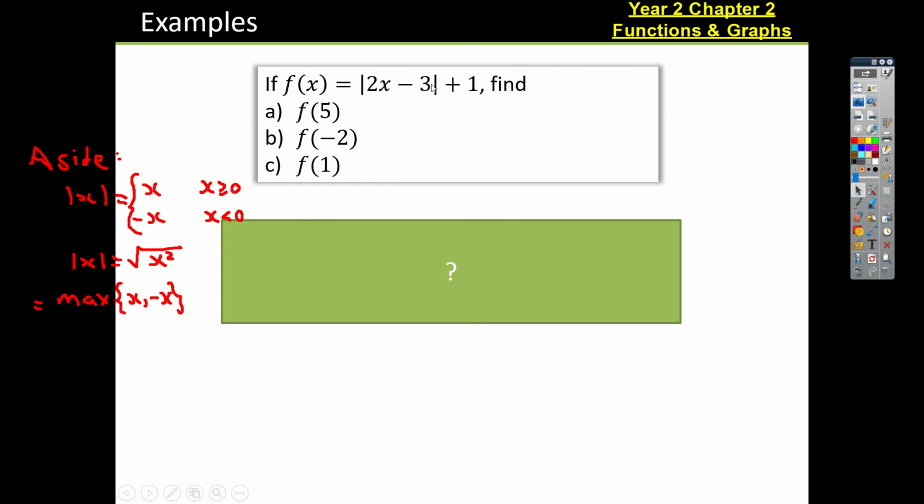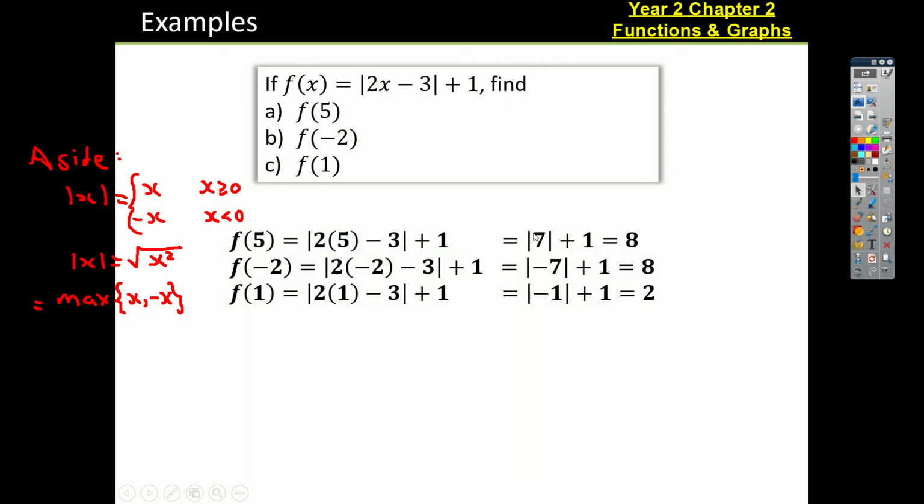So if this is f of x with this plus 1 on the end, we can do f of 5. 5 goes in, and then you've got 10 minus 3 in there, that's 7. The modulus of 7 is itself. You add 1 and that's 8. Nice and easy. Put in minus 2. 2 times minus 2 is minus 4, minus 3 is minus 7 this time. The modulus of minus 7 is positive 7. Add 1, that's 8. And something similar for the third one. So just nice and easy, just to plug some numbers in.